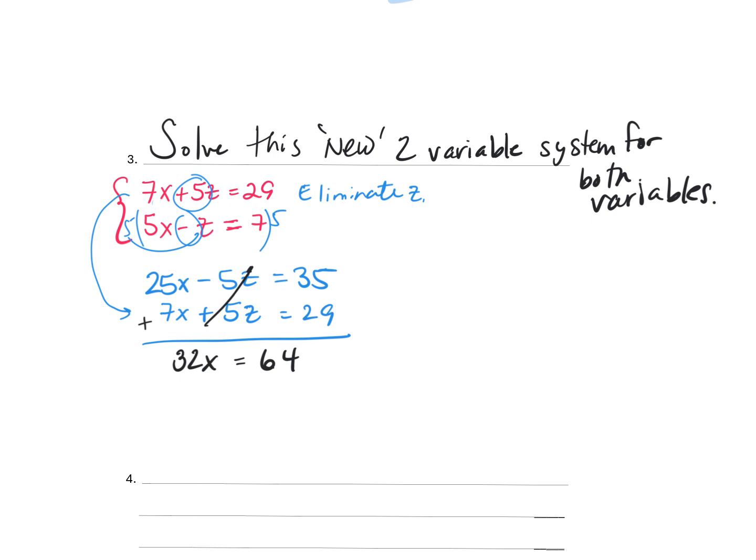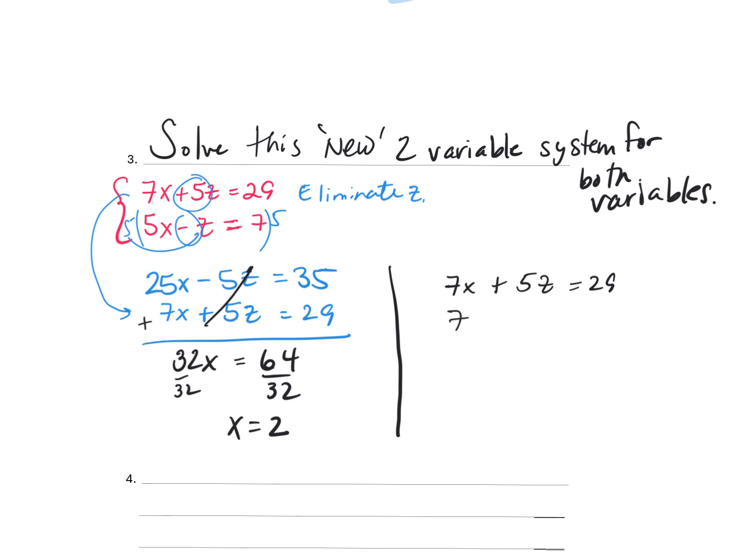All right, so when I add up my like terms, I get 32x equals 64. Divide both sides by 32, and x equals 2. Now, using one of those two equations from up above, you're going to solve for the other variable. So now we're going to solve for z. We know x is 2. So I'll just choose the top one. Doesn't matter. So 7x plus 5z equals 29.